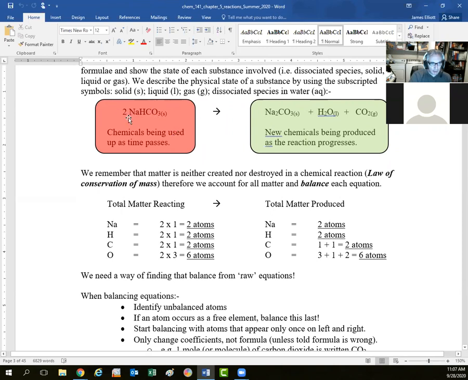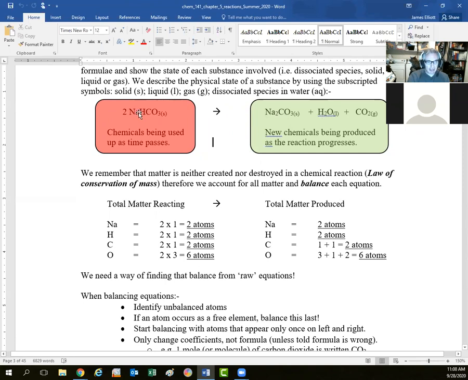So we've got the sodium hydrogen carbonate there. There's one atom of sodium in each molecule, and we're starting with 2 molecules to give us 2 sodiums. So there must be 2 atoms of sodium that come out of the reaction. And we can see that with the sodium carbonate produced. There's 1 atom of hydrogen in each molecule of sodium hydrogen carbonate. And with 2 molecules, we've got 2 atoms of hydrogen. Likewise, 2 atoms of hydrogen making up the molecule of water that's produced.